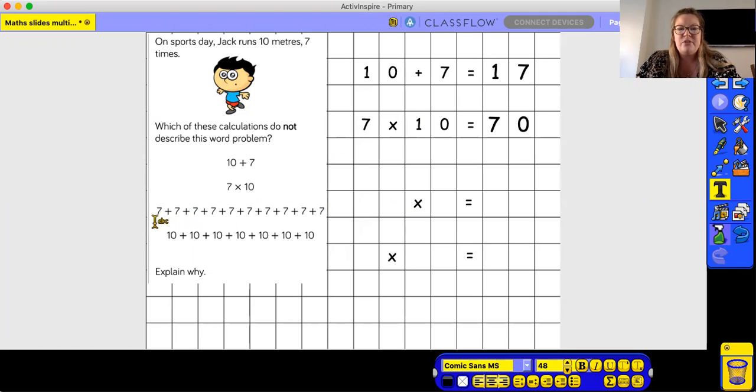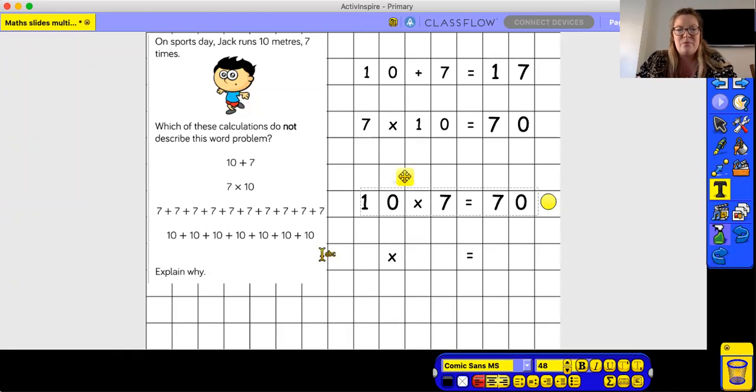Let's count how many 7s we've got. 1, 2, 3, 4, 5, 6, 7, 8, 9, 10. We have got 10 lots of 7. Remembering our rule that multiplication can be solved in any way, if 7 lots of 10 equals 70, what does 10 lots of 7 equal? Tell your adult now. Well done. The answer is also 70 because multiplication can be solved in any way.